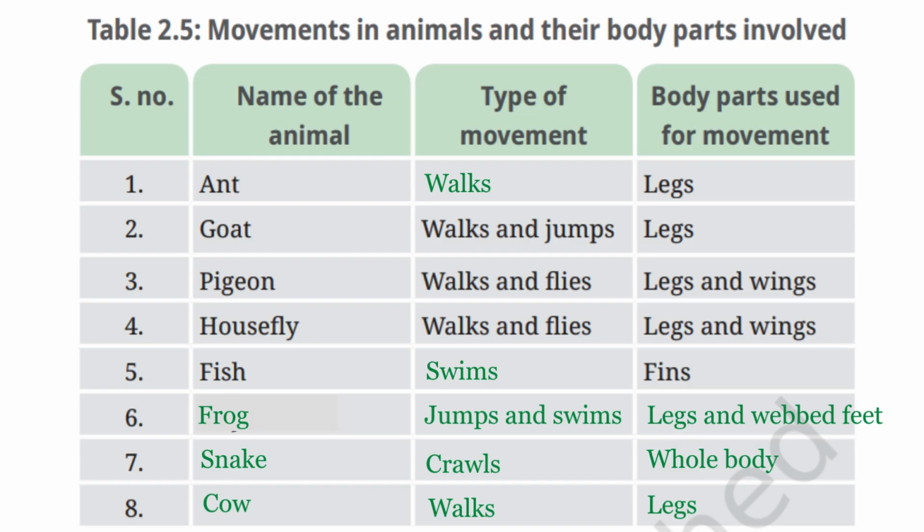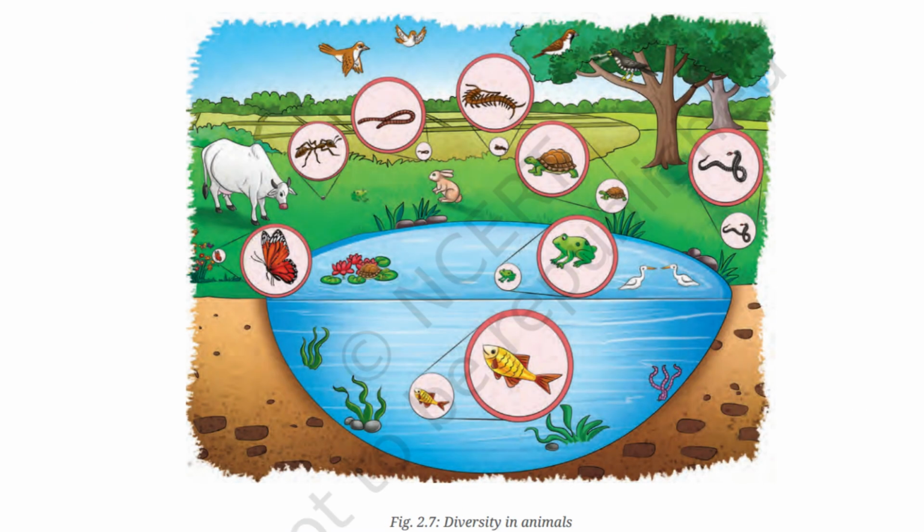So, what we learn here is animals show diversity in movement. They use specific body parts based on how they are built and where they live. This helps us group animals and better understand their nature.